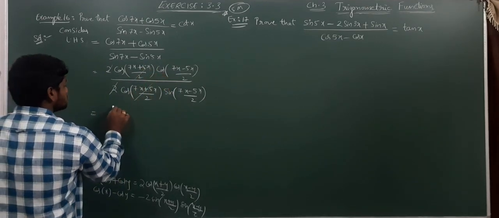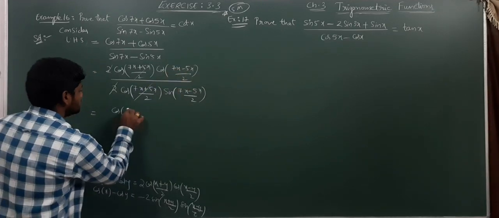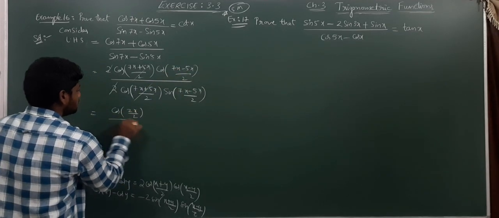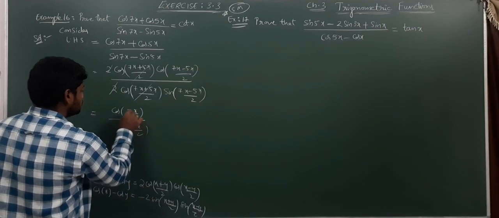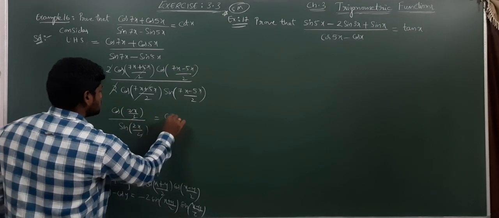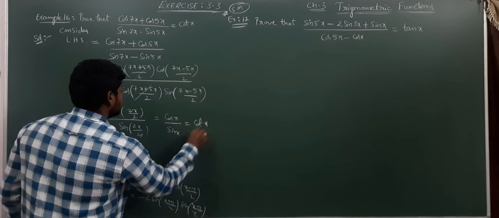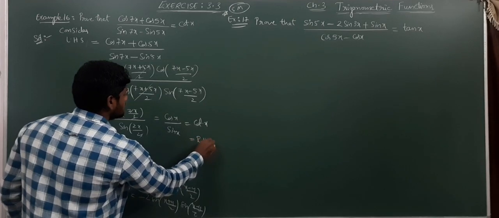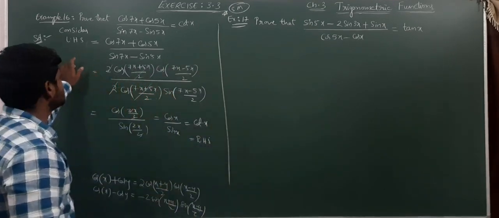So then this cos of 7x minus 5x, which is 2x by 2, divided by, this is also sin 2x by 2. 2 cancel, 2 cancel, cos x by sin x, which is equal to cot x, which is equal to RHS. So this is the question of example number 16.